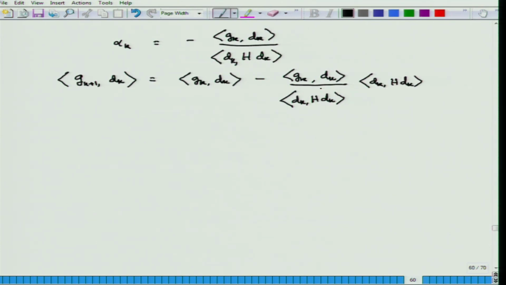Now, H is a positive definite matrix, and d_k is non-zero, so these are all positive. So, this will cancel out, and we will be left with g_k d_k minus g_k d_k, which is 0. So, you have proved it for k. Now you have to prove it for anything other than k.